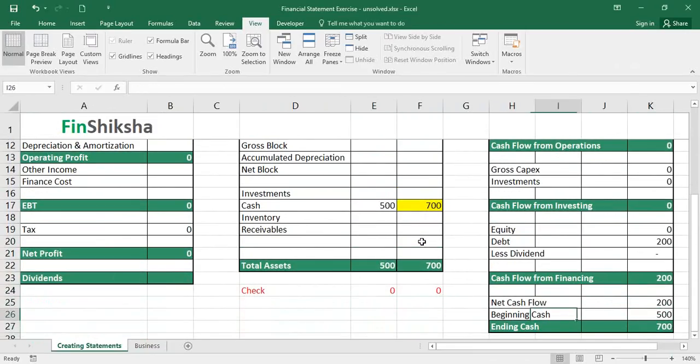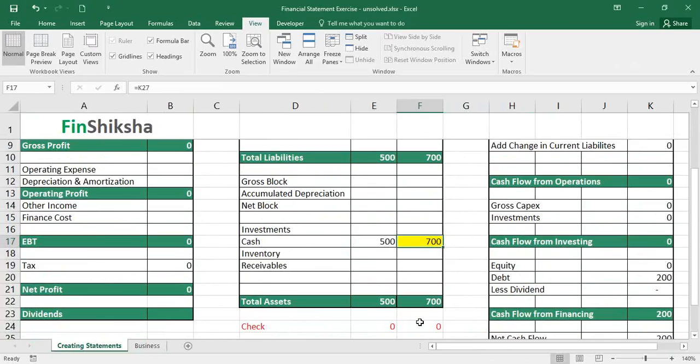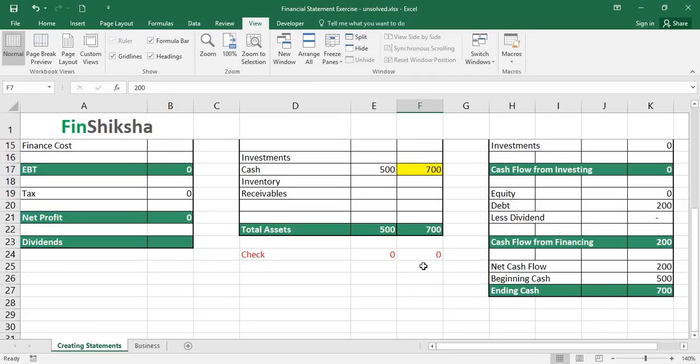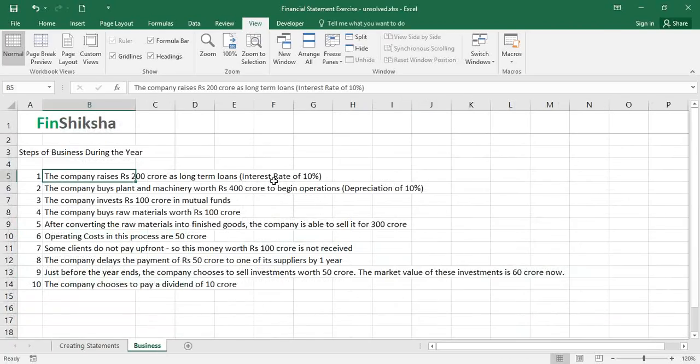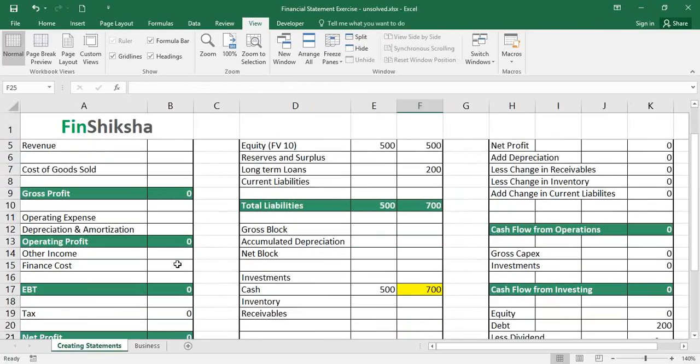You began the year with 500 crore of cash flow, which was last year cash. You end the year with 700. This 700 goes and sits here, right? At the end of this, the total assets and total liabilities, we can subtract each other, and that's a check item that's available. That should be 0, right? Now there's an interest rate of 10%, which basically means there's an interest cost that is going to come here, and the P&L. So finance cost of 20, profit before tax of minus 20.